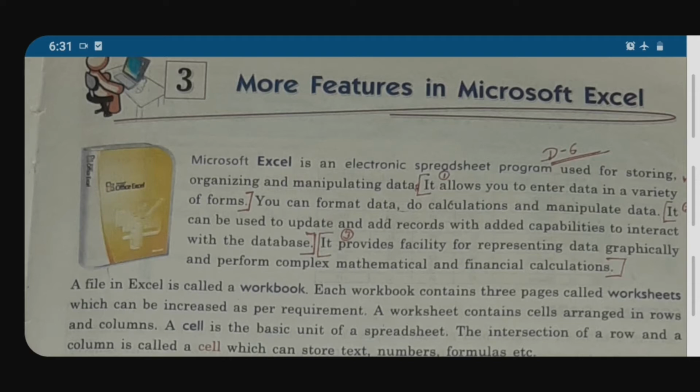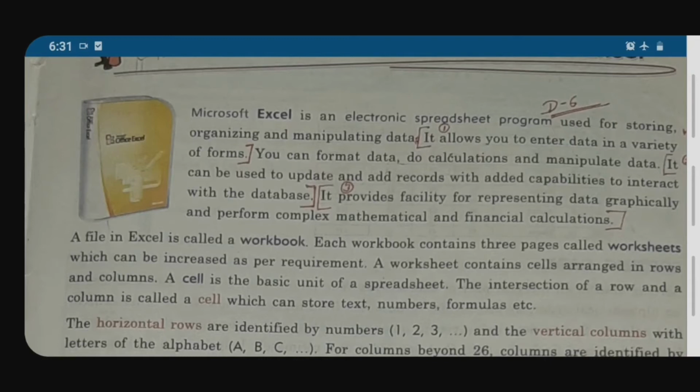As you all know, Microsoft Excel is a spreadsheet in which we are organizing and manipulating the data, which is a very easy way to calculate and manipulate data. Whatever data we want, we can organize it properly and arrange it according to our wish. So a file in Excel is called a workbook. Each workbook contains 3 pages called worksheets, which can be increased as per requirement.